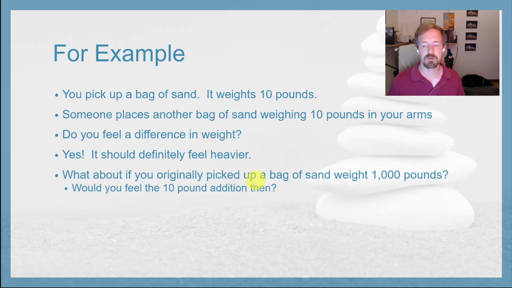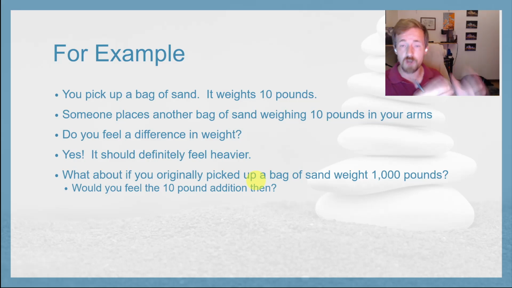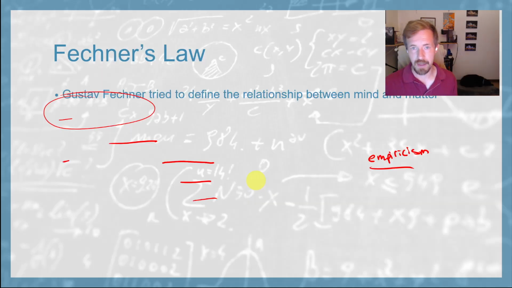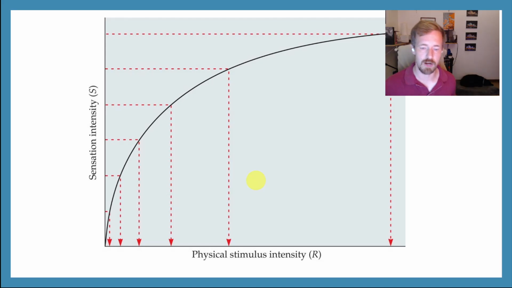But what if the first bag that you picked up was actually 1,000 pounds instead of just 10 pounds? If you're carrying something that is 1,000 pounds and somebody adds 10 pounds to it, would you detect the difference then? That one's kind of harder, right? I've never been able to pick up 1,000 pounds, but I don't think that I would detect the difference there. If I have 1,000 and somebody throws 10 more on top of that, that 10 by comparison is going to be so light that I'm probably not going to detect a difference there. And that is Fechner's law. That is essentially what Fechner is trying to illustrate here.